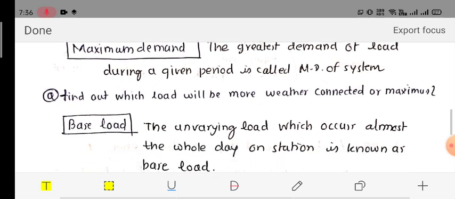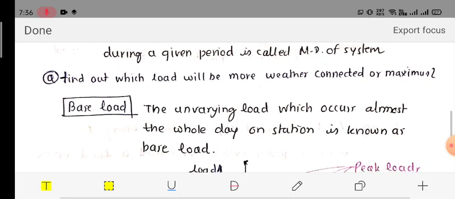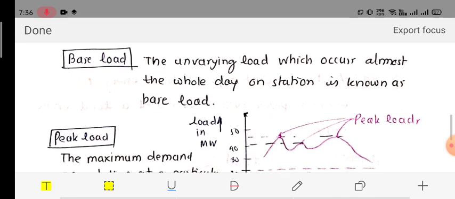Okay, there is a question for you guys. Find out which load will be more, whether connected load or maximum demand. Okay, then we will see the different types of loads.